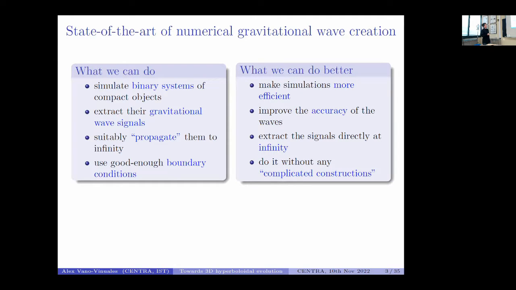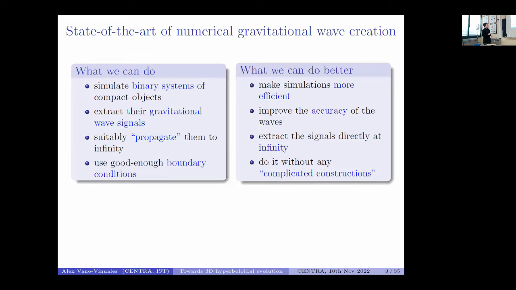What many numerical codes do is extract signals at a finite value of the radial coordinate in the simulations. And then they propagate the extracted waveforms all the way to infinity, which is the only location where they're actually unambiguously defined. However, we would like to be able to directly extract those signals at infinity. And I'm going to say something more on that in the next slide.